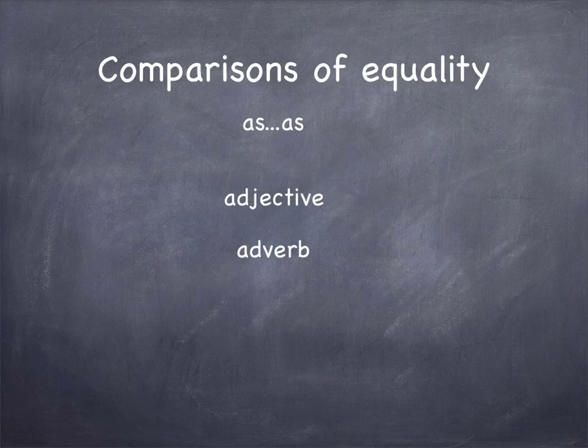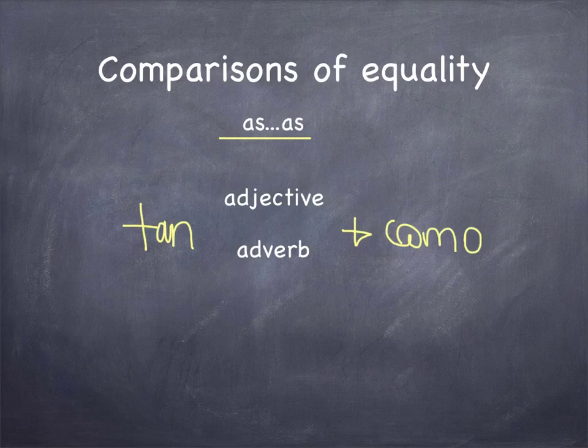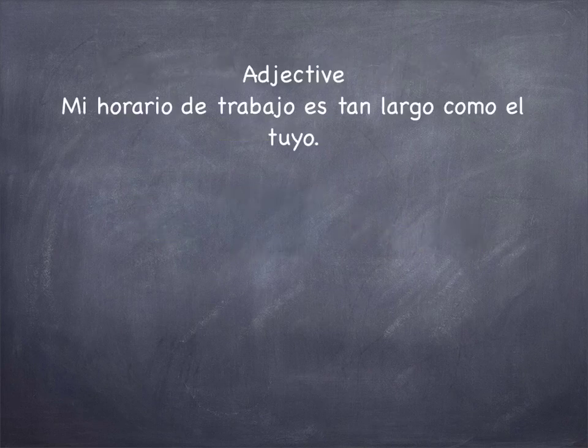Good. Now let's take a look at comparisons of equality. So comparisons of equality in English is the expression as something as. So when we have an adjective and an adverb, this is the equivalent of tan plus como. So let's take a look at an example with an adjective. Mi horario de trabajo es tan largo como el tuyo. My work schedule is as long as yours.